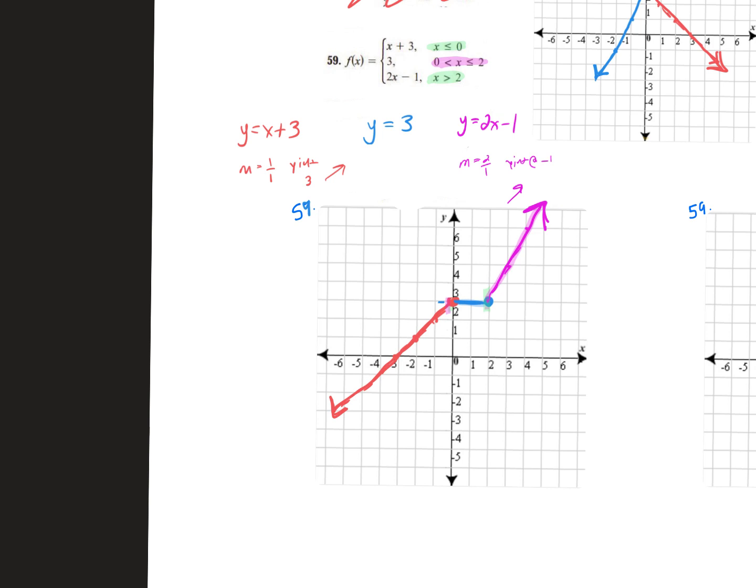Yes, ma'am? Why wasn't the y-intercept negative 1? I think I was on the third one. It was. Yeah. Why wasn't it like we just deleted everything? We deleted everything that was less than where x is 2.